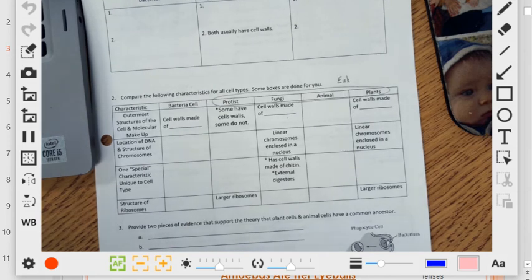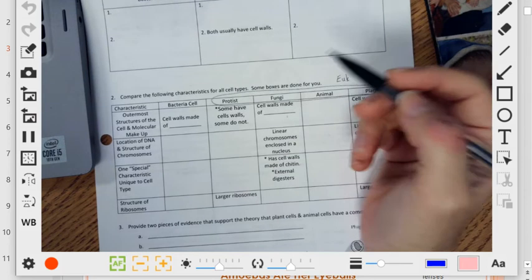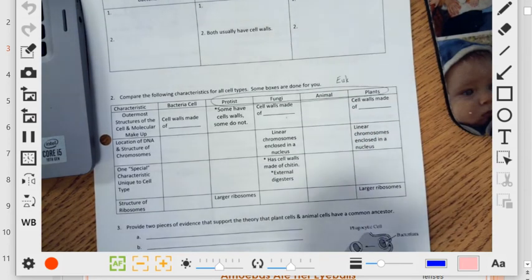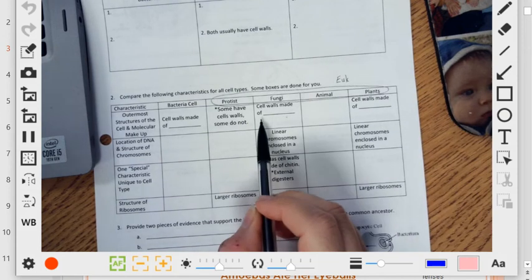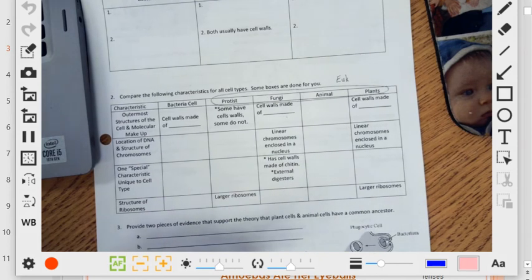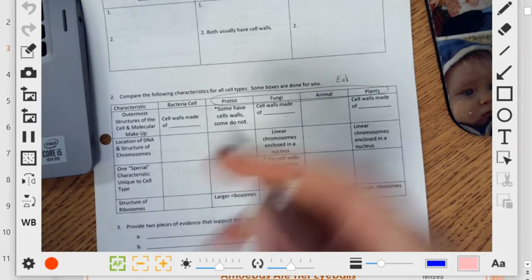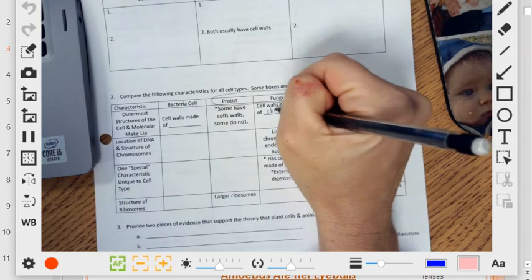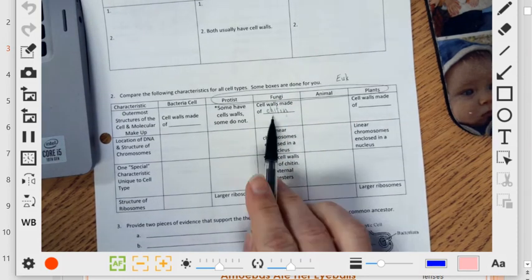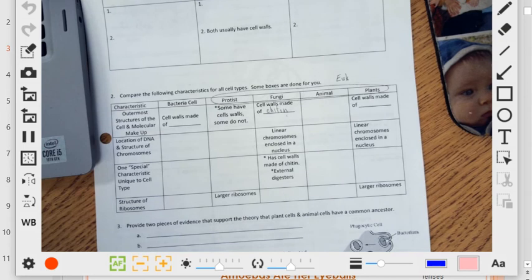So again, we need to figure out ways that we can exploit cells and kill them and not kill our own. So with fungi, here's one thing that we can exploit: they have cell walls. We don't. And if you remember, we talked about their cell walls being made of a carbohydrate called chitin. So if we can design a molecule that will destroy the chitin, then it can destroy the fungal cells, but not destroy our cells.